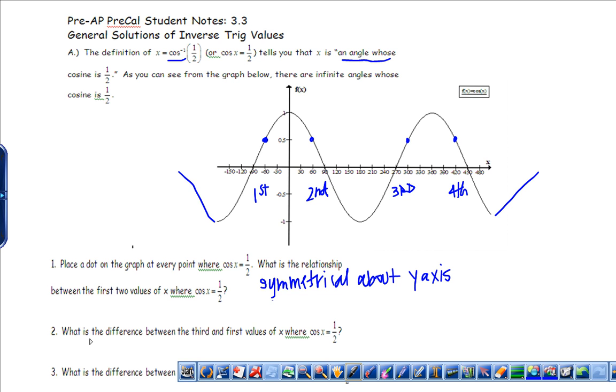Okay, on number two, it says, what is the difference between the third and the first? So the first and the third, the difference here is going to be 360 degrees. And if you notice, we've got an exact point here. We start here, and then we start here. So it looks like that is going to be the period.